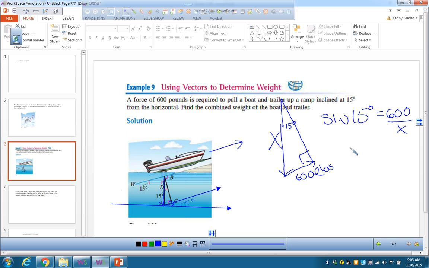And then I just do some simple algebra. X is equal to 600 over the sine of 15. You divide 600 by the sine of 15, and you get that the boat weighs how much? 2,318 pounds. Do you get that? Yep. That's why you put things on ramps to bring them up, because it's easier, right? Do you get that, Lily? Sort of? Okay.